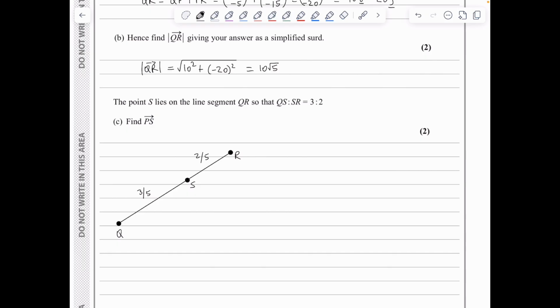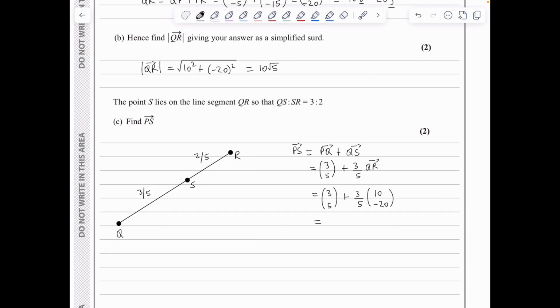We're trying to find the vector PS, which we can decompose as PQ plus QS. Well, PQ, we know this is 3, 5, and QS is simply 3/5 of QR, because the vector QS is the same as going from Q to R 3/5 of the way. So we're looking at 3, 5 plus 3/5 of the answer we obtained in part A. That was 10, negative 20.